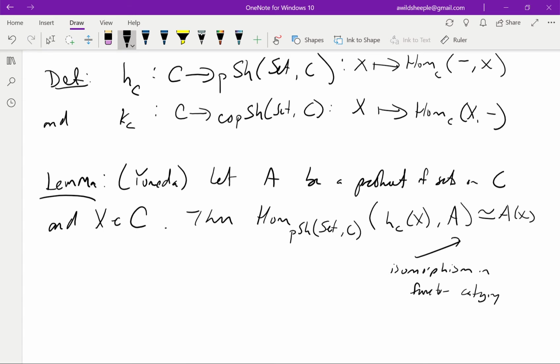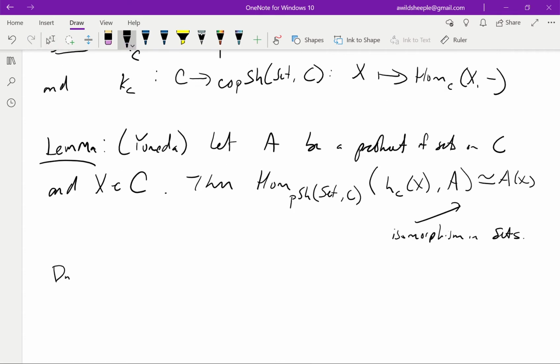Well, I guess that's not what I mean, right? Because what I'm doing is evaluating this on the object. So I guess I mean this in C. In Set. Wow, I'm really not doing good today. Why? Because A is a presheaf of sets, and we fed in the object. So now it's an isomorphism in Set.